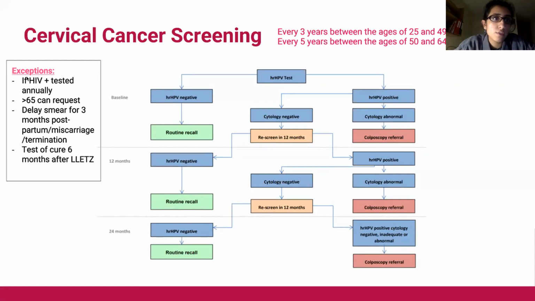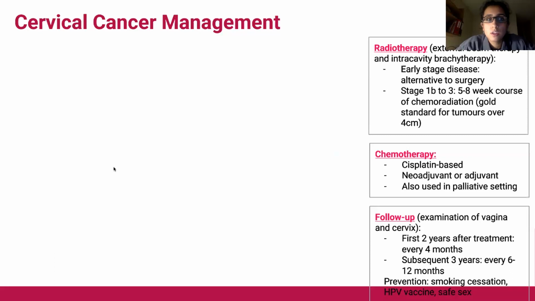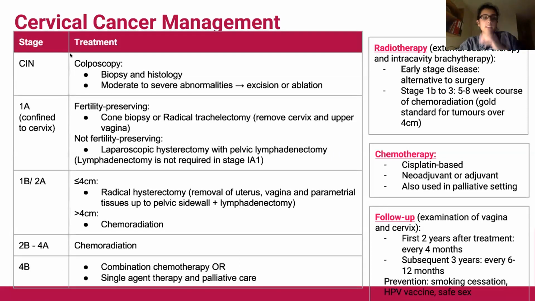Important exceptions: if a patient has HIV, then they're tested annually because they're immunocompromised and might struggle to clear the virus. And smears are delayed for 3 months if a patient's postpartum, if they've had a miscarriage or a termination. So treatments for cervical cancer, again, depend on the stage.